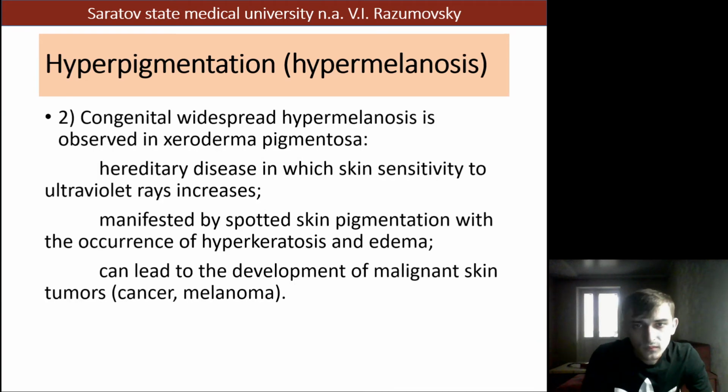Congenital hypermelanosis is observed in xeroderma pigmentosum. It's a hereditary disease in which skin sensitivity to ultraviolet rays increases. It is manifested by spotted skin pigmentation with the occurrence of hyperkeratosis and edema. It also can lead to the development of malignant skin tumors, like cancer and melanoma.